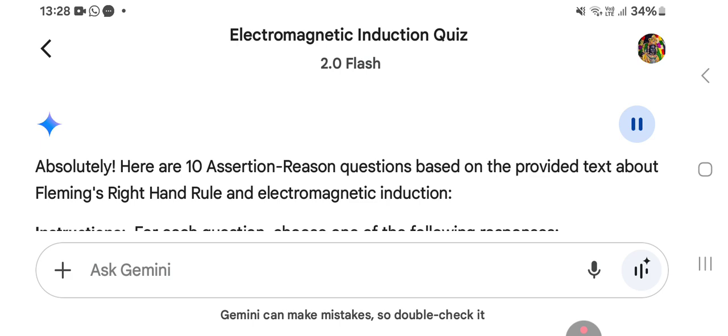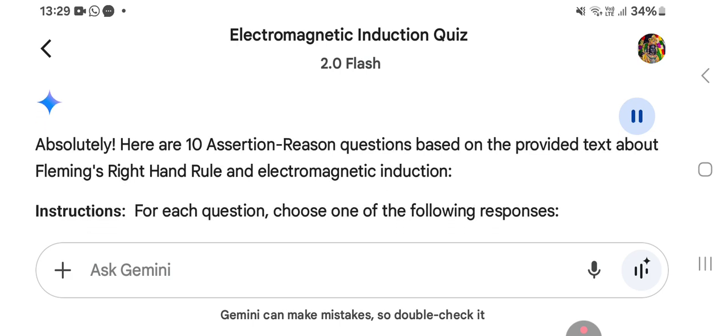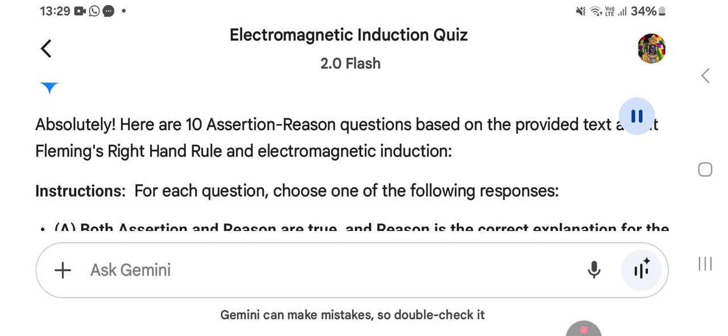Absolutely. Here are 10 assertion reason questions based on the provided text about Fleming's right-hand rule and electromagnetic induction. Instructions: For each question, choose one of the following responses.